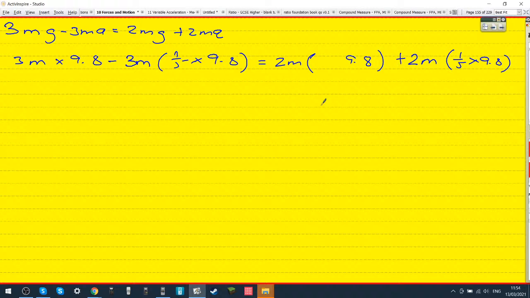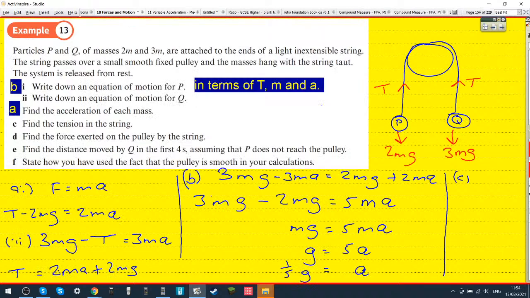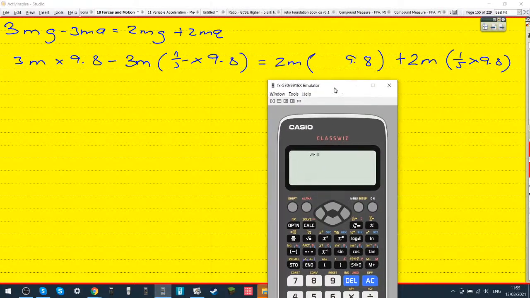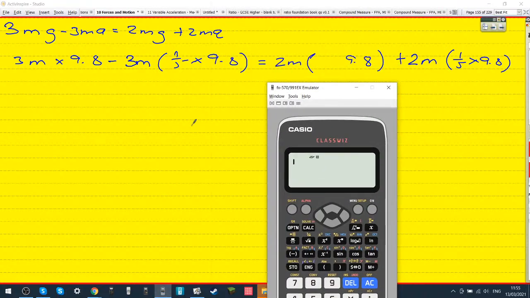So it was simultaneous equations essentially, because you had three things in total: T, m, and a. For part one, we found a, and then for this one, you would have to find m and T. I'm really not a fan of this question. Find the force exerted on the pulley by the string. Unfortunately, we'd have to find m for this one.